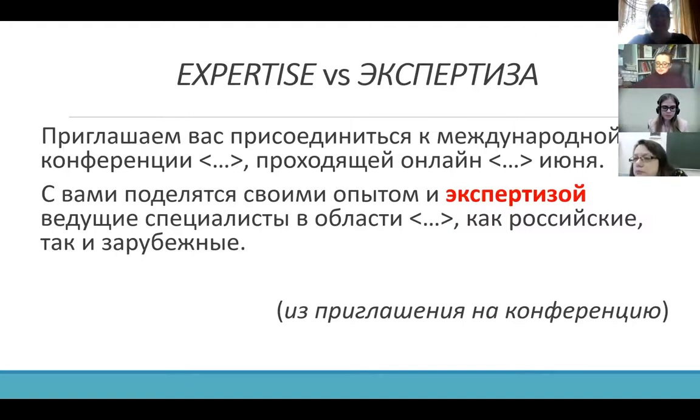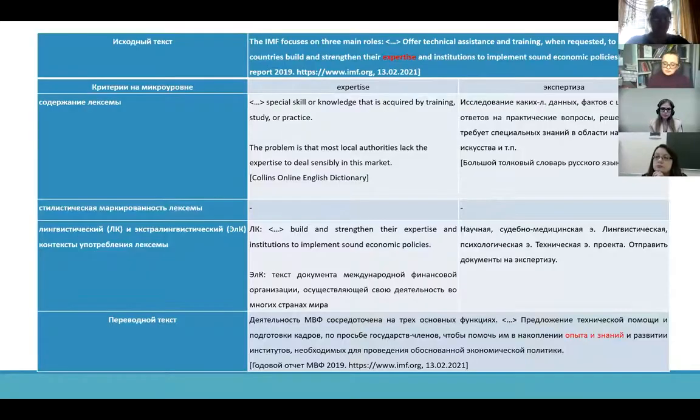in Russian, and here, to change this belief, we propose an algorithm we have already described, but to make the work more efficient, we need to use a table. For instance, that is an example from the IMF, and we show the difference between expertise and expertise.